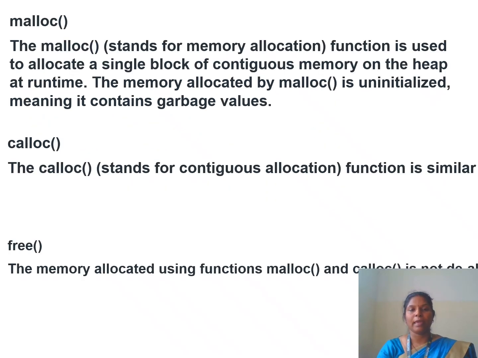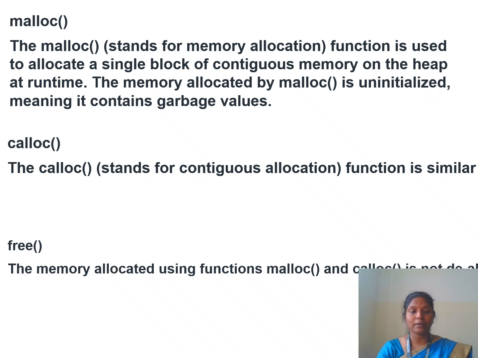First one is malloc. Malloc stands for memory allocation. This function is used to allocate a single block of contiguous memory on the heap at runtime. The memory allocated by malloc is uninitialized, meaning it contains the garbage value.